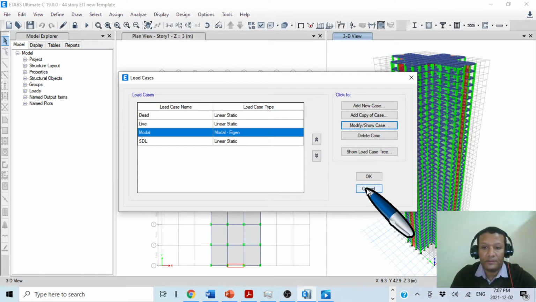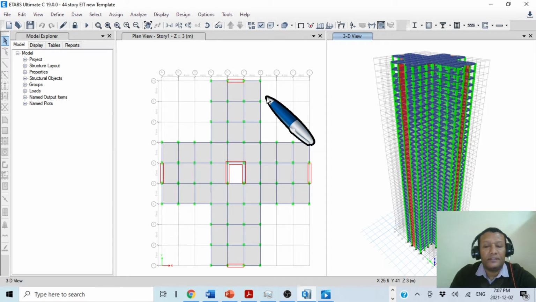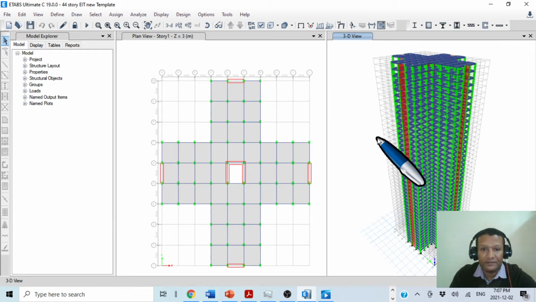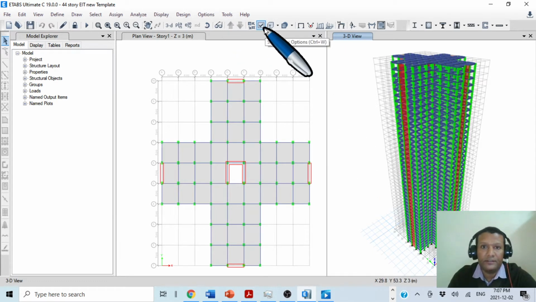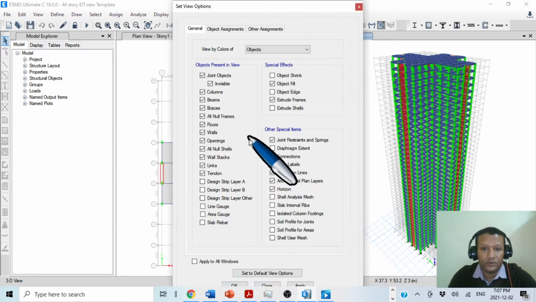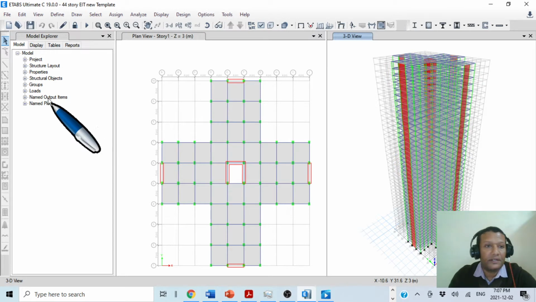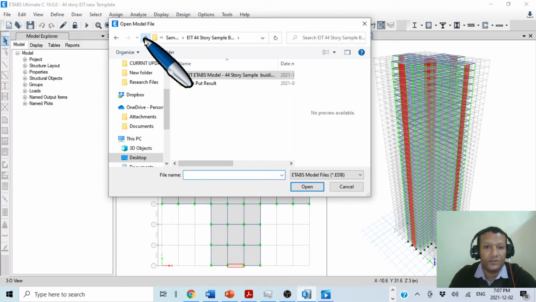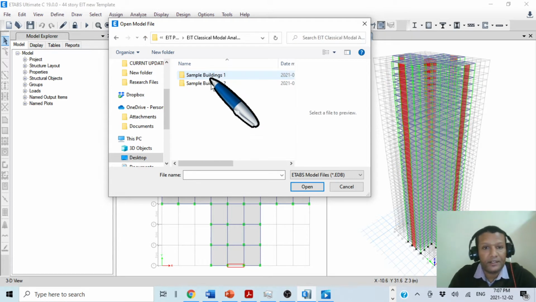Before I come to the analysis part, this is for the 44-story. We also have the 100-story. This is the 44-story, and the 100-story is this one. This is for classical modal analysis, so I have the 100-story also.